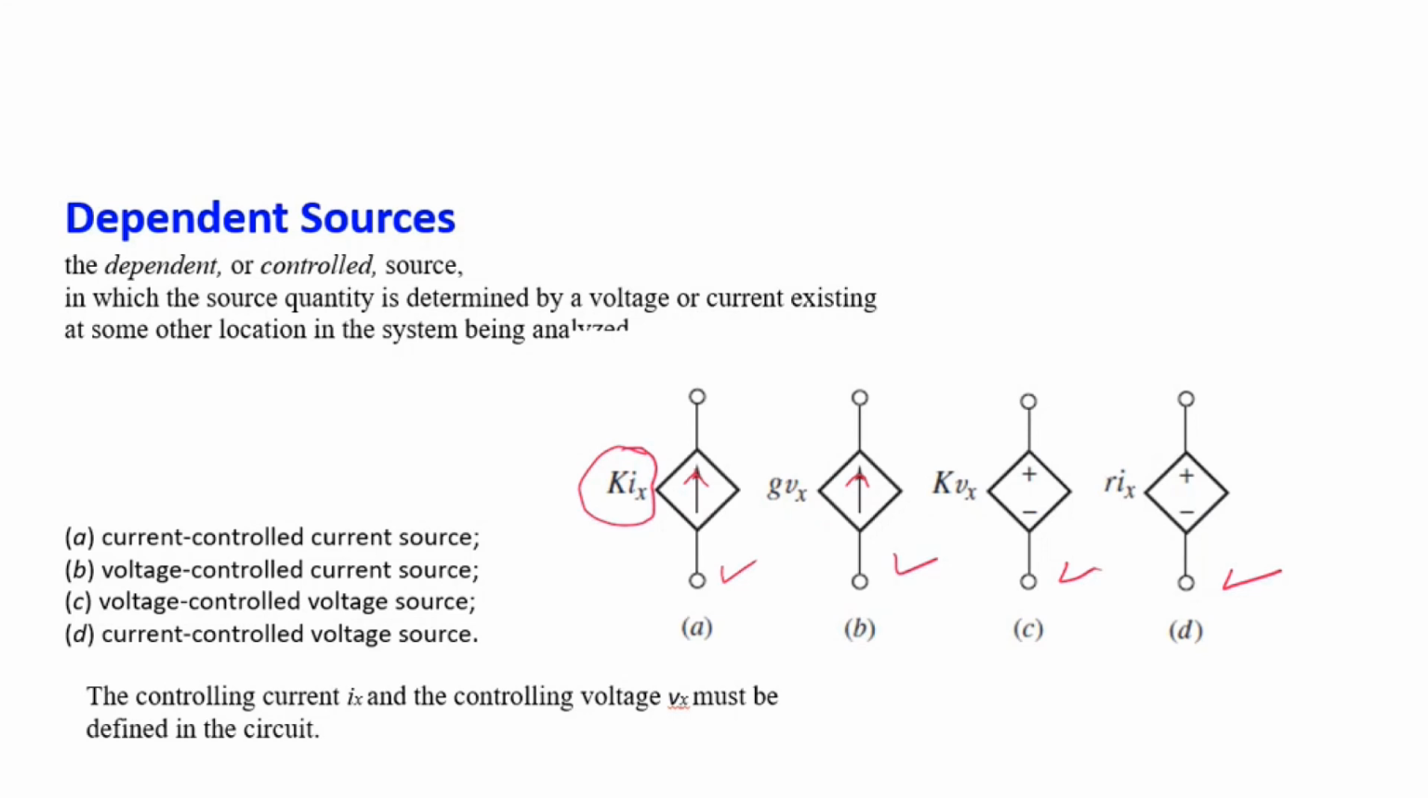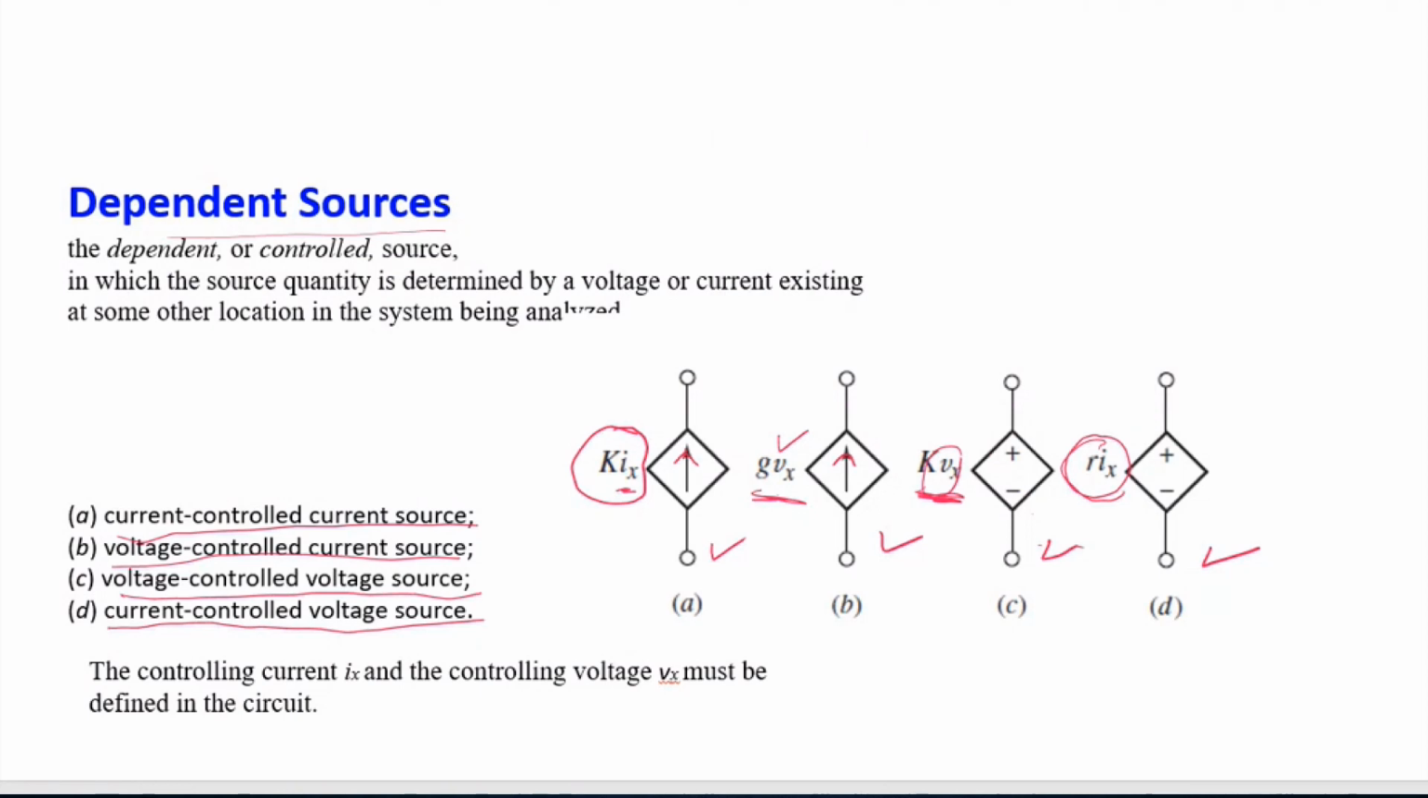But see here, the magnitude depends upon K into Ix. K into Ix means some constant into current, so it is controlled by the current Ix. That's why it is called a current controlled current source. Independent sources are represented with a circle, and these dependent sources are represented with a diamond shape.